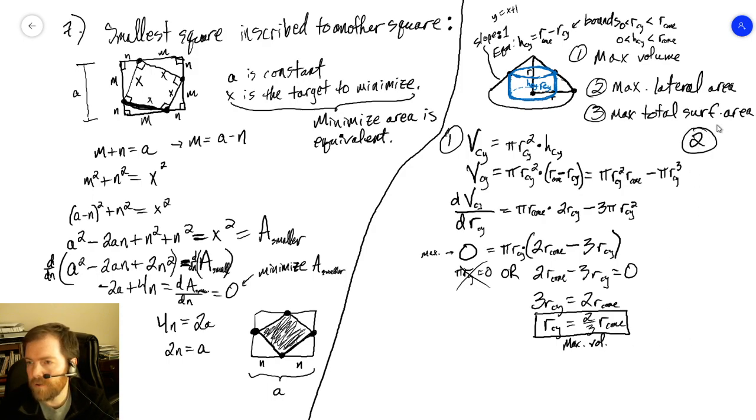Alright, for 2, you want the maximum lateral area. The lateral area is just the part that's around the outside. So this is going to be area lateral.